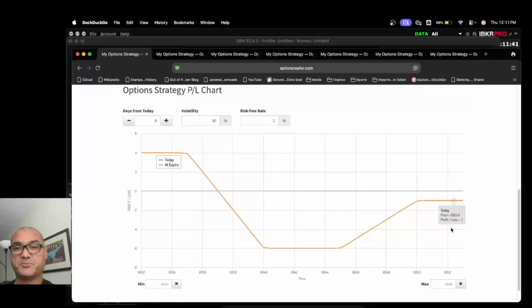And here's what the P&L looks like. So here's the cost of the trade. And since I'm short this vertical, here's the downside risk below the 40 handle. Then the trade becomes profitable. And there are ways to manipulate the verticals.